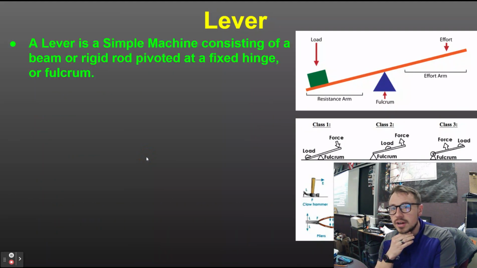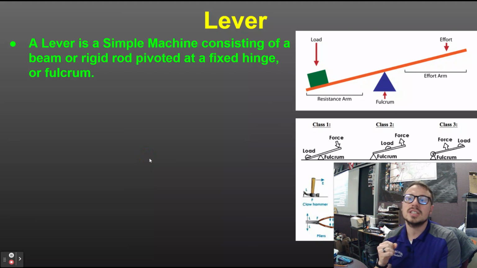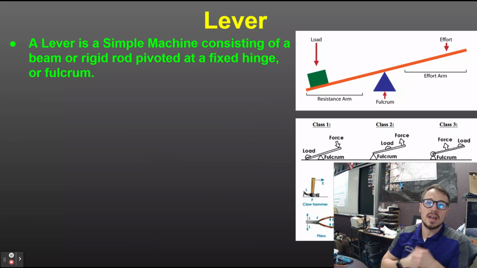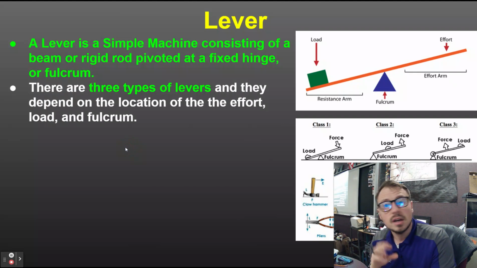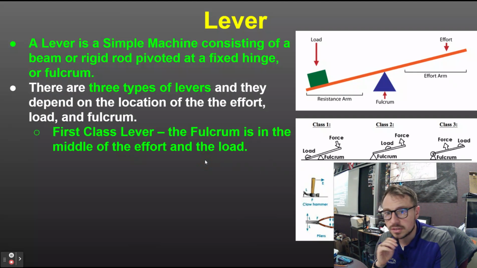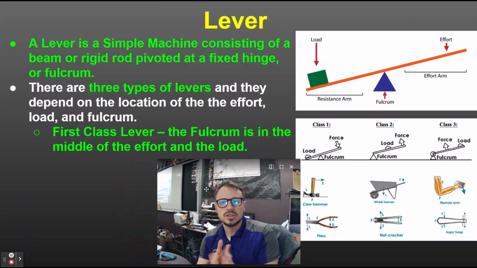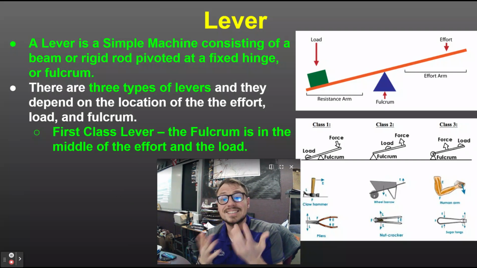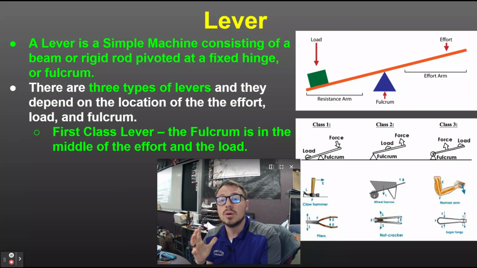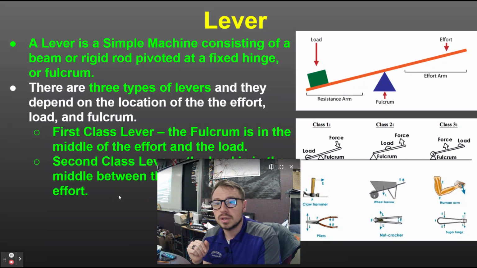Now, we also looked at a lever. Now, a lever is a simple machine consisting of a beam or a rigid rod pivoted at a fixed hinge, or a fulcrum. Now, there are 3 types of levers. We've got the first class lever, in which the fulcrum is in the middle of the effort and the load. So an example is anything like a seesaw or something that's prying, scissors, pliers. These are all examples of a class 1 lever.